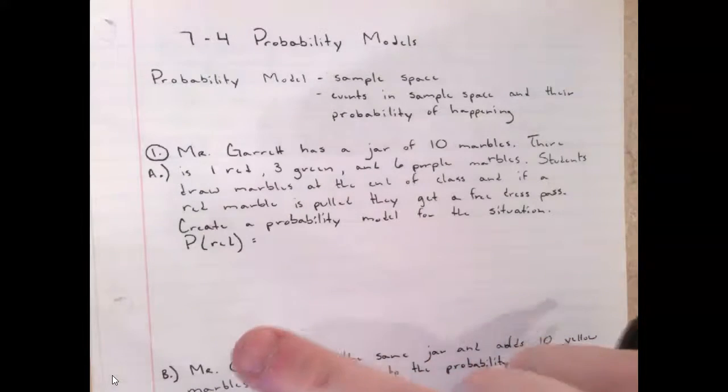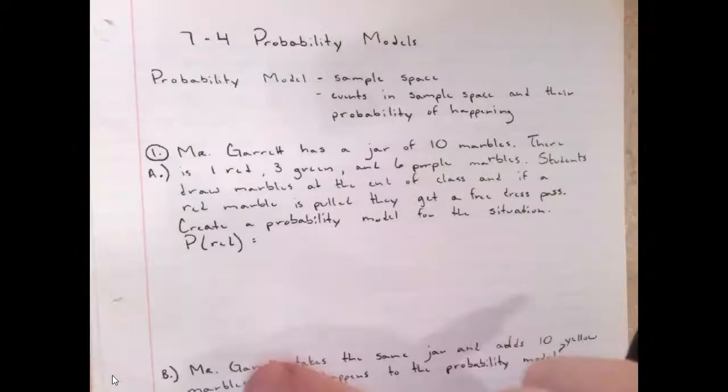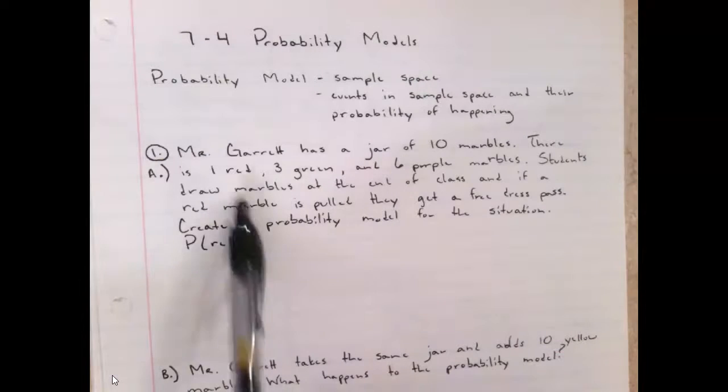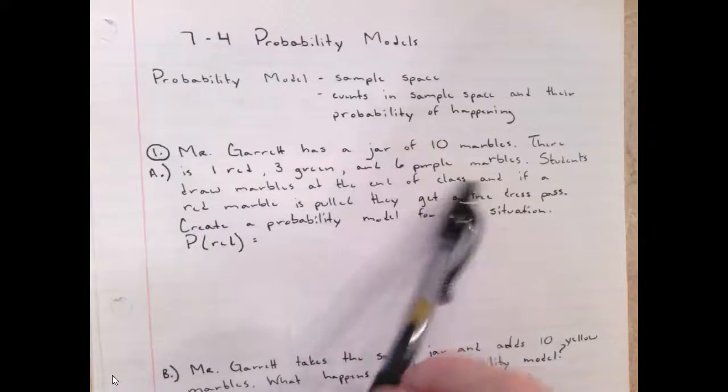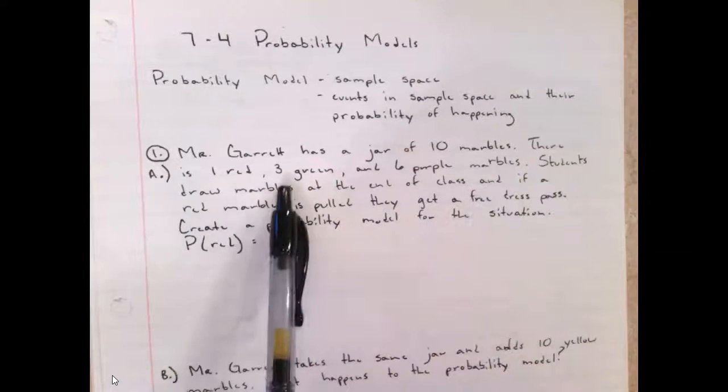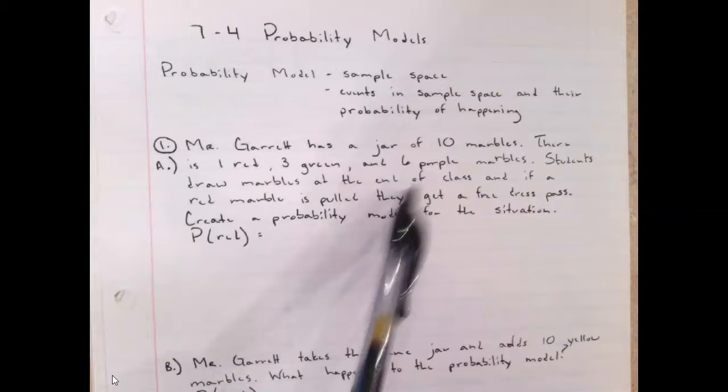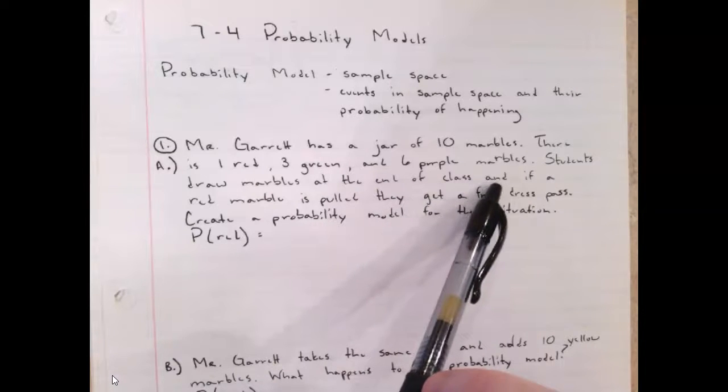Let's look at a problem. Let's get a better feel for what that means. We got 3 story problems. Let's get through them together, guys. So number 1, Mr. Garrett has a jar of 10 marbles. There is 1 red, 3 green, and 6 purple marbles.